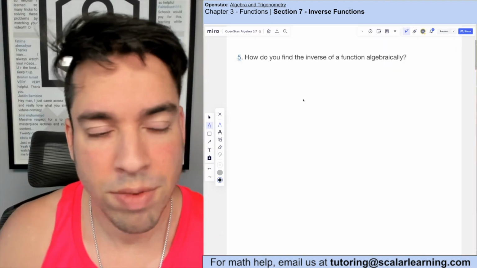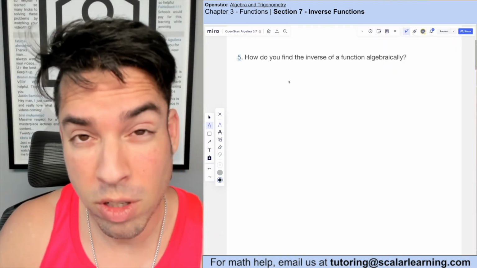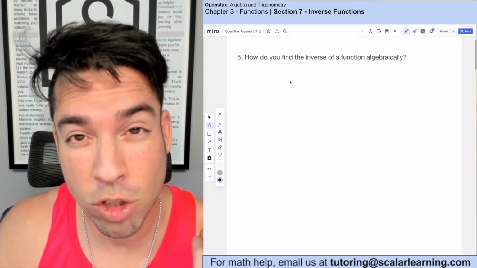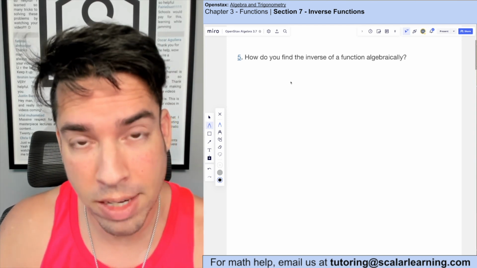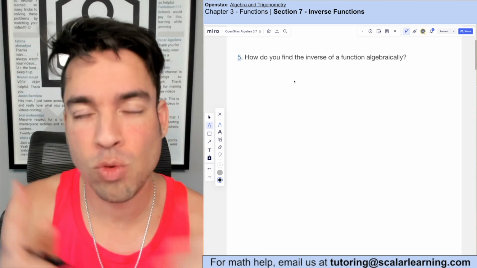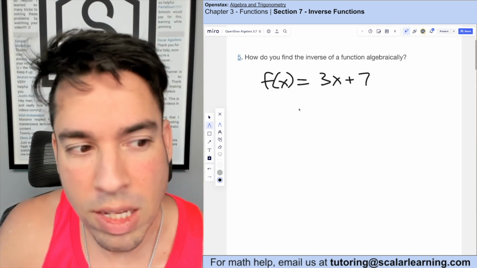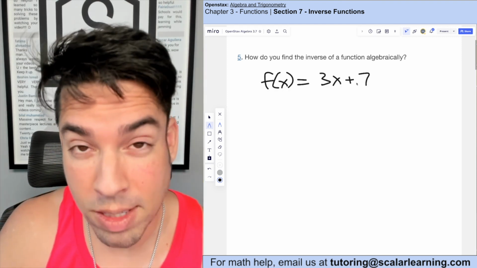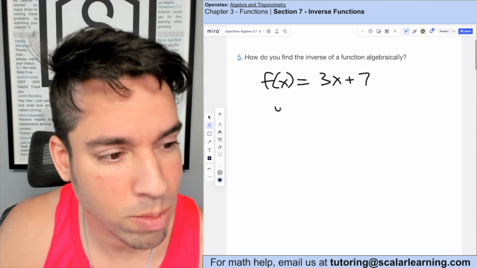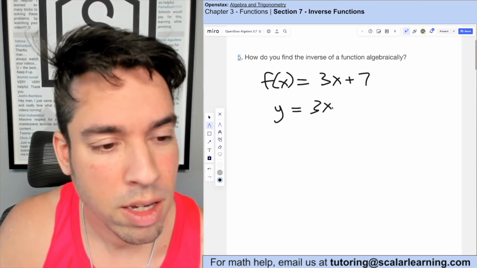To find the inverse of a function algebraically, you're going to start with that function. You're going to replace the f of x with y. Then you're going to swap the variables and then isolate the new y. So I'm going to show you an example. Let's say we start with f of x equals 3x plus 7, and we want to find the inverse. First I'm going to replace f of x with y, and then we got that.